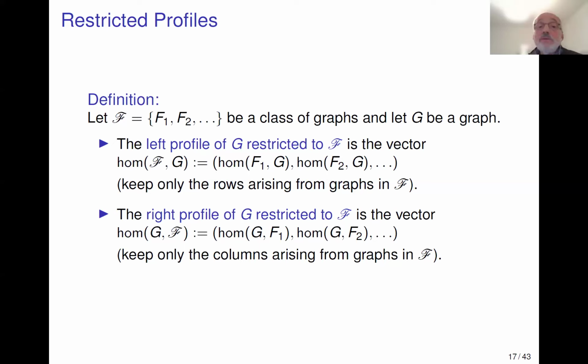And dually, you can do the same thing going from the right. So the right profile of G restricted to a class is the vector hom(G, F), hom(G, F1), hom(G, F2), etc. This means on our two-dimensional table, you only keep the columns that arise from graphs in F. Good.